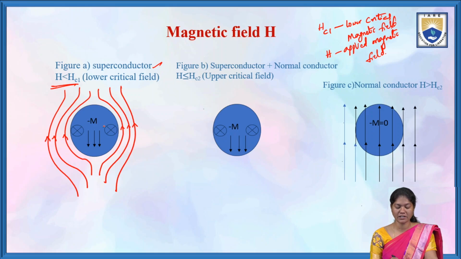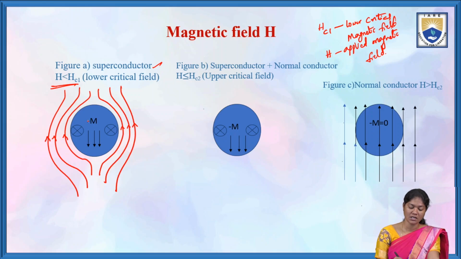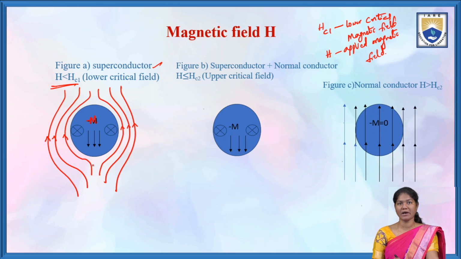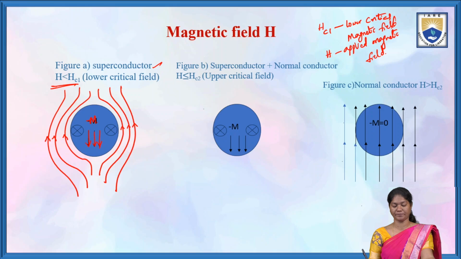When applying magnetic field up to the value of Hc1 or below Hc1, the superconductor does not allow the magnetic lines to pass through it. Why? Because the magnetization is opposing the applied magnetic field.